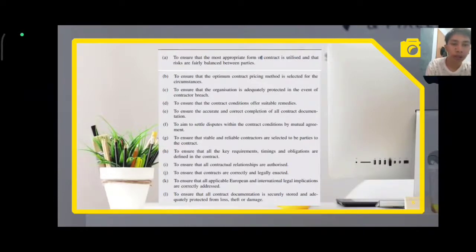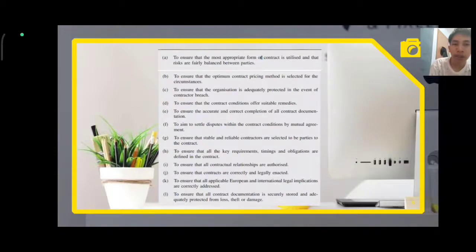Then I, to ensure that all contractual relationships are authorized. J, to ensure that the contract are correctly and legally enacted. K, to ensure that all applicable European and international legal applications are correctly addressed.